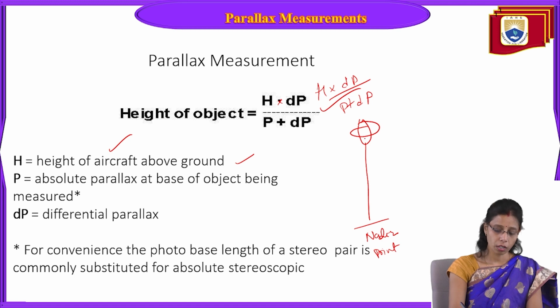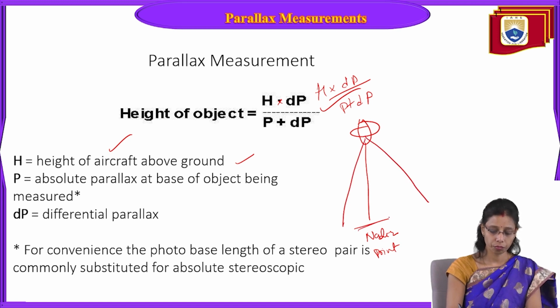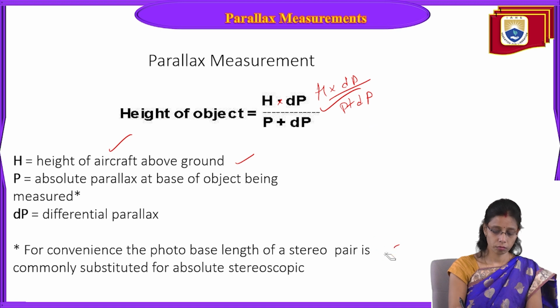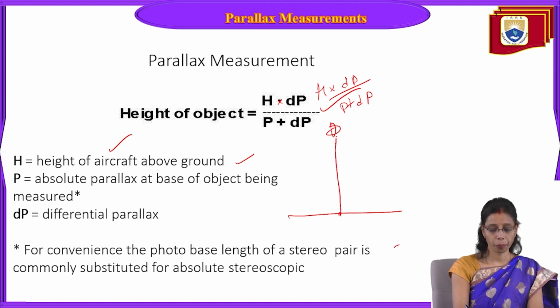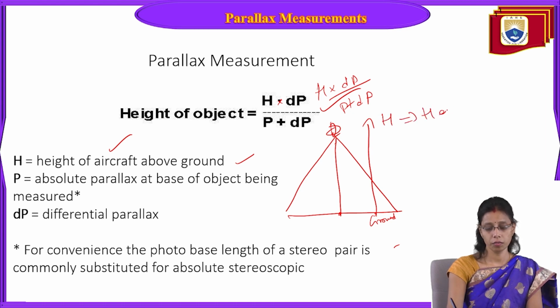This is your nadir point and this is the capturing area. Now in this capturing area, this is your nadir point for example, and this is your aircraft. Now this is the area captured here. Now above the ground means this is the ground, and from here to here will be your H. H is equal to height of aircraft.